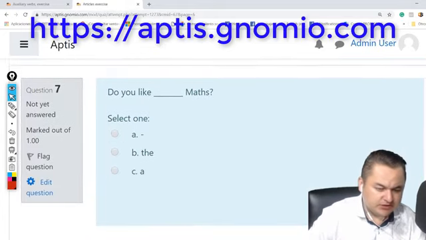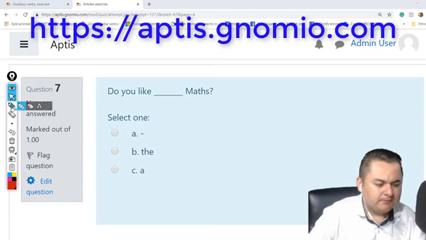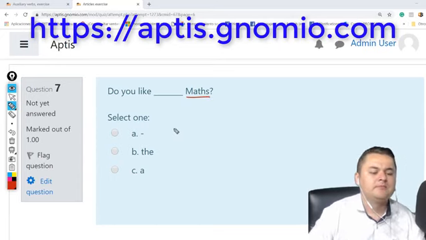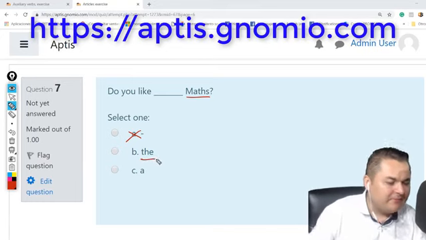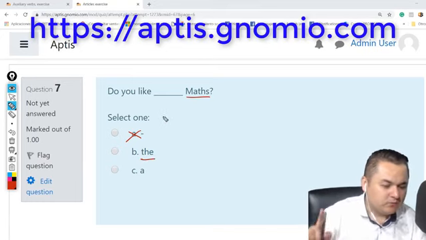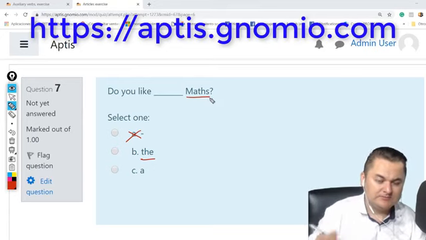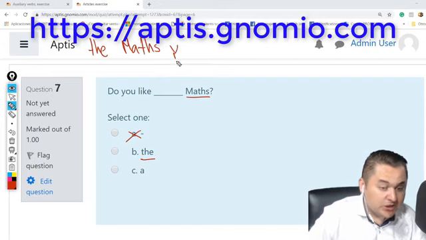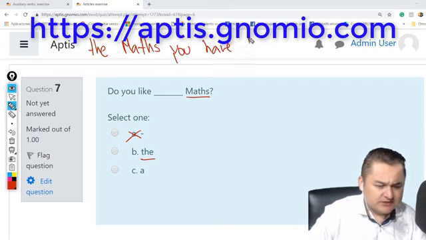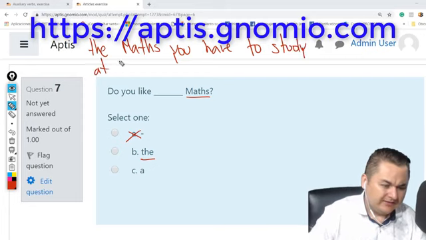Then we have this other exercise. Do you like maths? Okay. So it couldn't be A. We don't say A maths. But then the maths. In this case, it would be the maths if I'm talking about something specific. For instance, let us try to think about one here. The maths you have to study at the university.